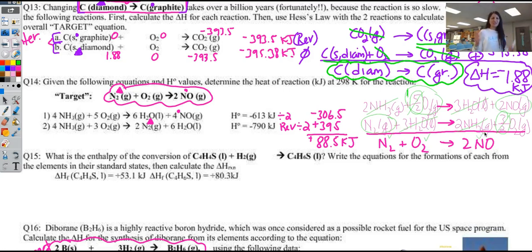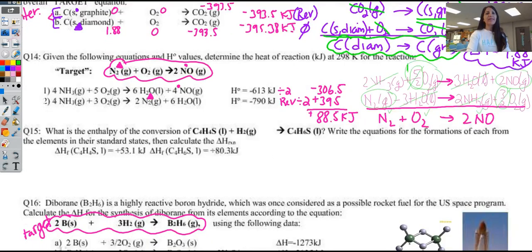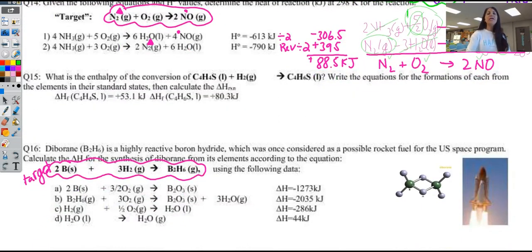Okay, let's try the next problem here. All right, so the next one says, they're giving us this conversion again. Write the equation for the formations of each of their elements in their standard states, then calculate the delta H of the reaction. The AP does this. This is a very, very common setup of a problem. So part A and B maybe would be, or part A might just be, write the equation for the formation of each of the following, okay?